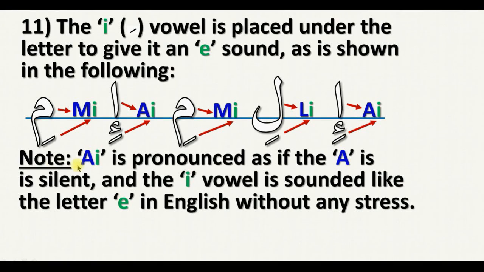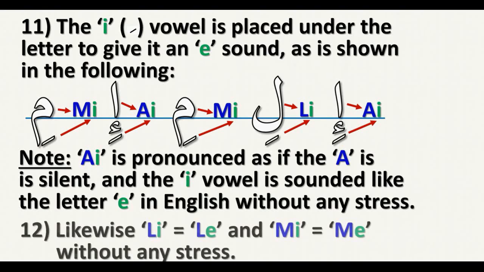Here we have a note. AI is pronounced as if the A is silent, and the I vowel is sounded like the letter E in English without any stress. Some people would find it very difficult to say A-I-E. Instead, they would say A-I-I. So to pronounce it correctly, you spell it and pronounce it as if the A is silent, and the I sounds like E in English. For number 12, we have likewise Li equals li and Mi equals me without any stress.